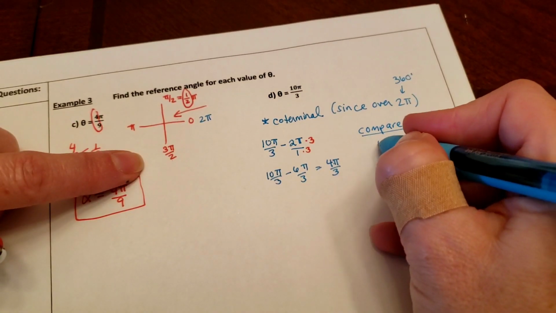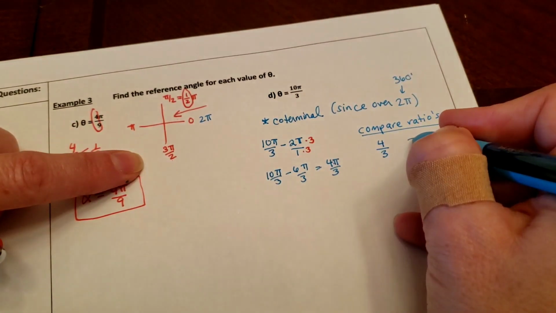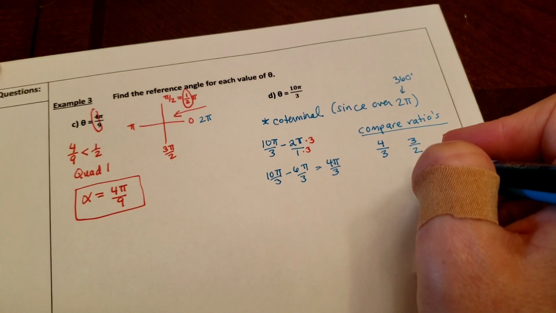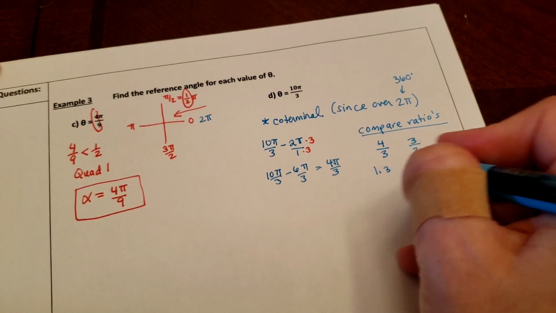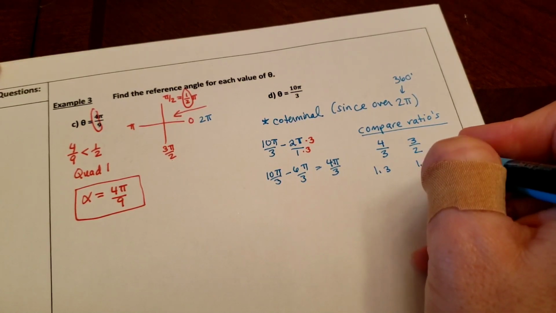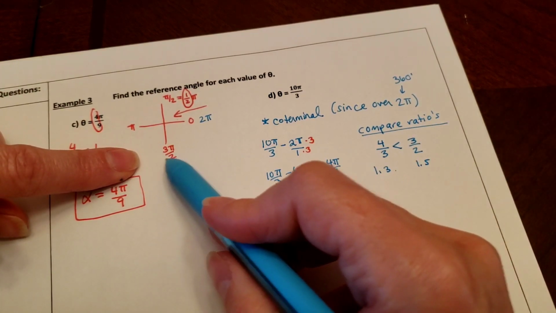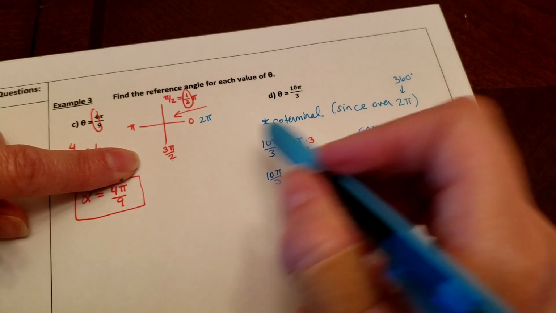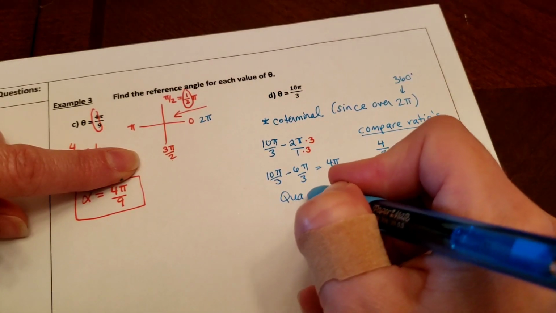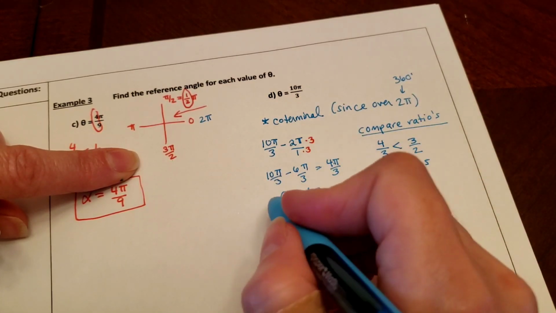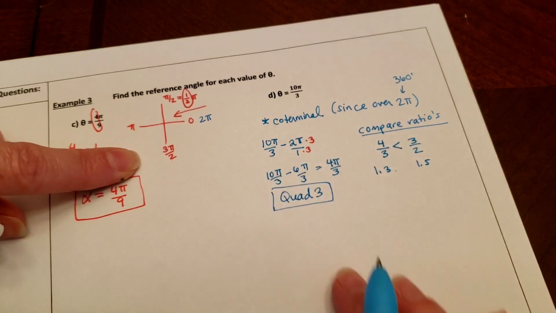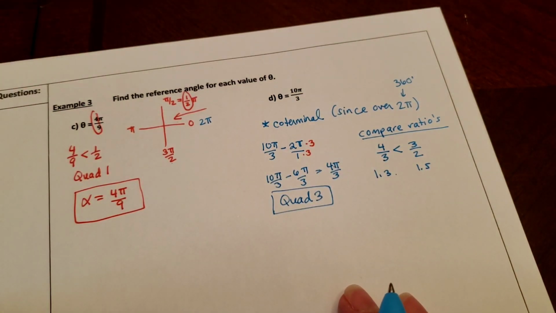So if I take 4 over 3 and compare it to 3 over 2, well, you know this is 1.3 and you know this is 1.5, so it's less than. So since it's less than, it's not going to go to quadrant 4, it's going to stay in quadrant 3. So I know this is in quadrant 3. And again, you might have to rewind and listen to this again so it makes sense.